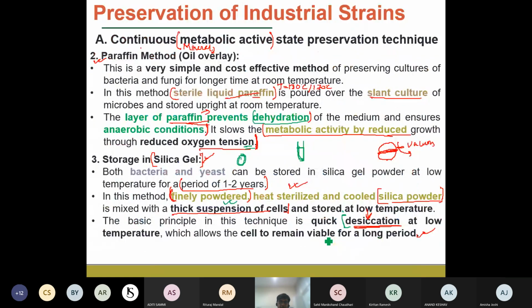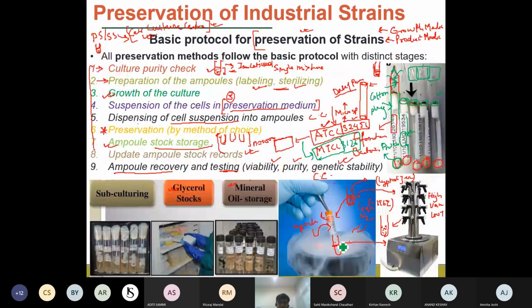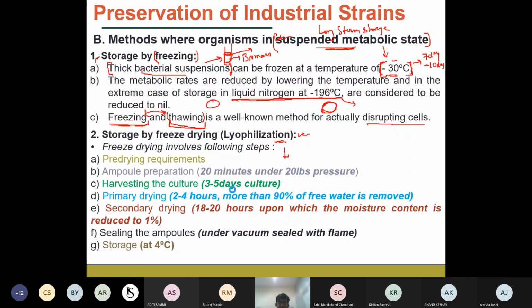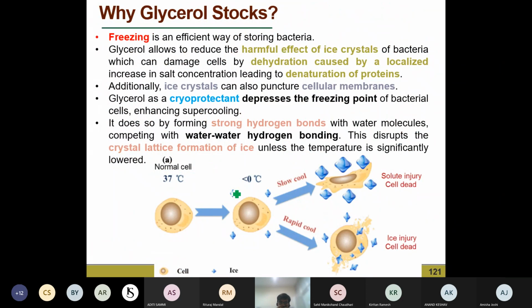But we have studied that paraffin, glycerol stocks, or mineral oils can be used for the storage of cells. In the last class we have not seen the mechanism of action, how these chemicals, the glycerol, mineral oil or paraffin oil, are able to help in the preservation. So let us look into that. What is the basic mechanism?